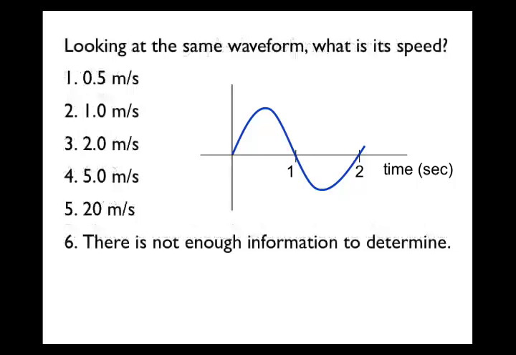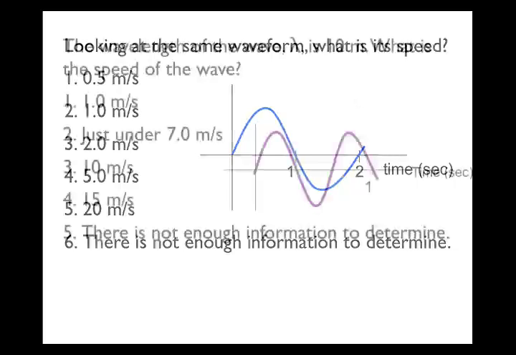Here's another one. If we look at the same waveform, what is its speed? And the answer to this is there's not enough information to determine this. On this graph of wave displacement as a function of time, you could deduce what the period of the wave is, so that's the 2 seconds. But you would also need to know something about the wavelength of the wave, and you are not given any information that would tell you what the wavelength of the wave is in this particular situation. So the wave speed could not be deduced from the information on this graph alone.